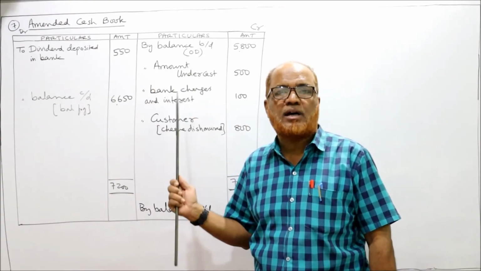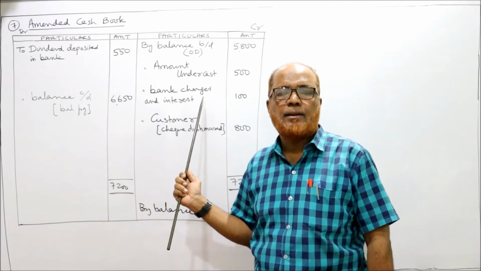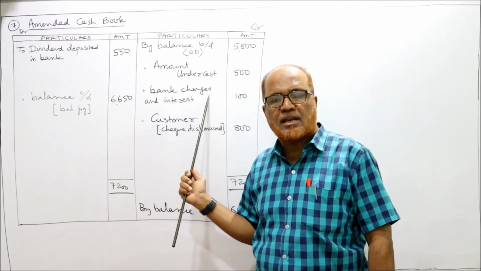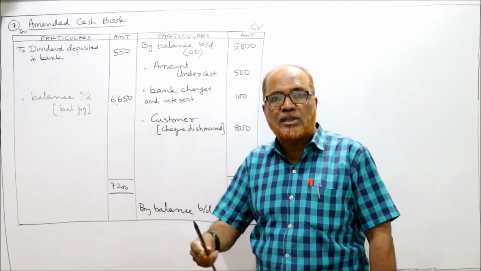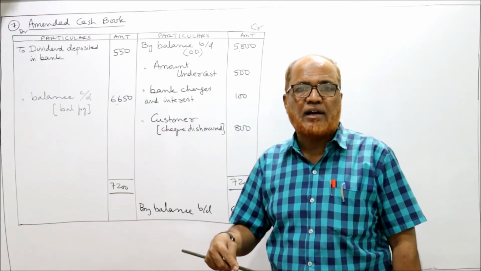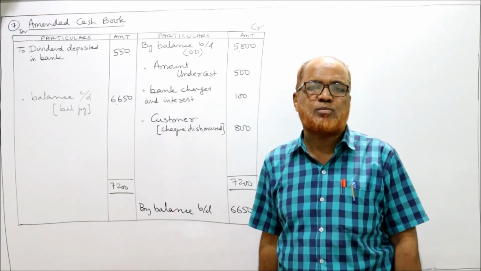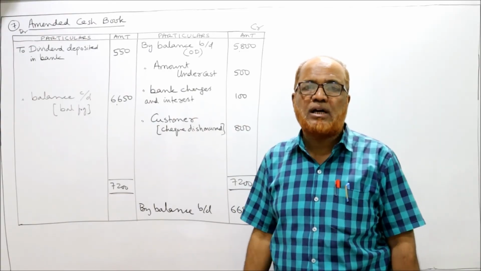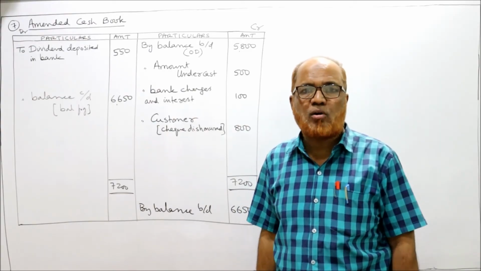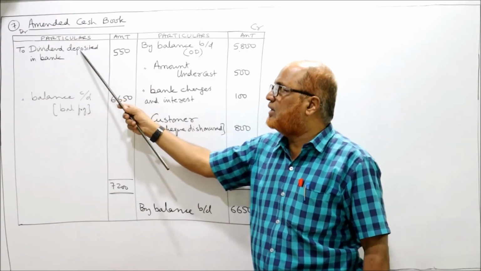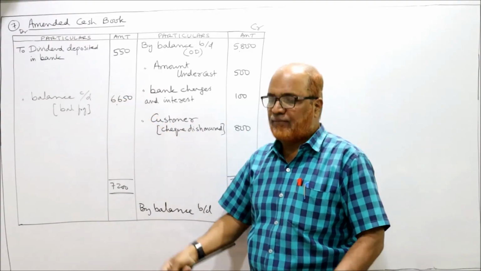Payment will be taken on the credit side of the bank account. The payments are on the credit side, receipts on the debit side. So there is a receipt of dividend. This dividend received by the banker is directly recorded in the passbook, but it is not recorded in the cash book. So on the debit side we will take dividend deposited in bank 550.